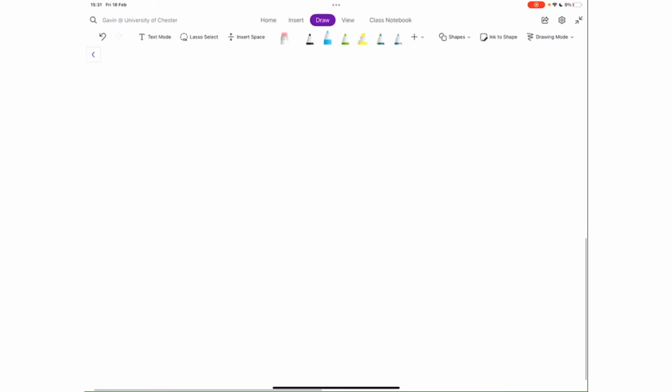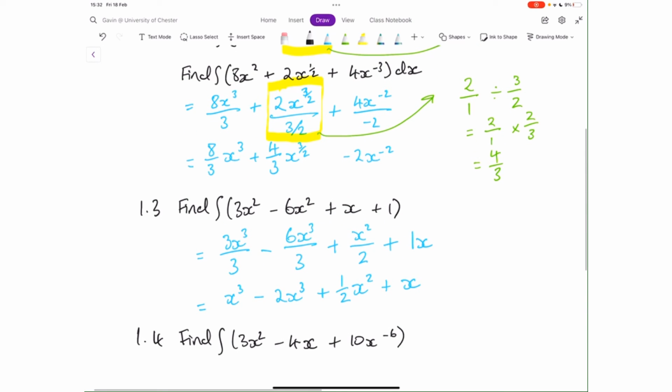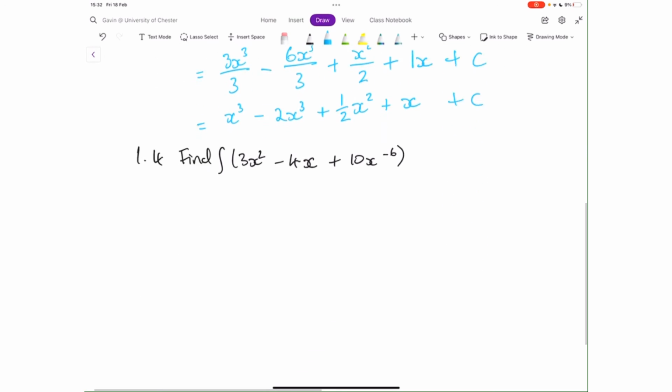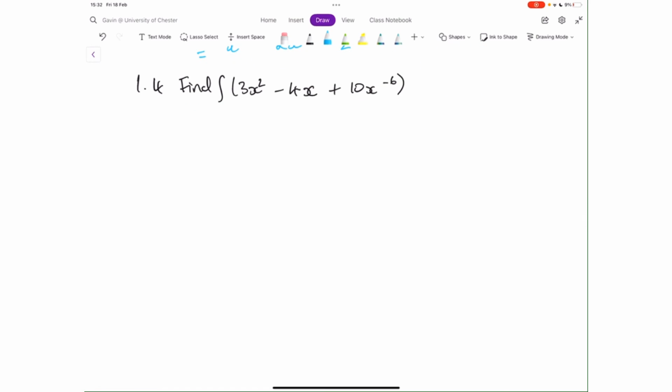And the final example that we're given is find 3x squared minus 4x plus 10x to the minus 6. So again, this one's quite a simple one. And you'll notice, yet again, I've very naughtily forgotten my constants of integration. Please don't forget those.